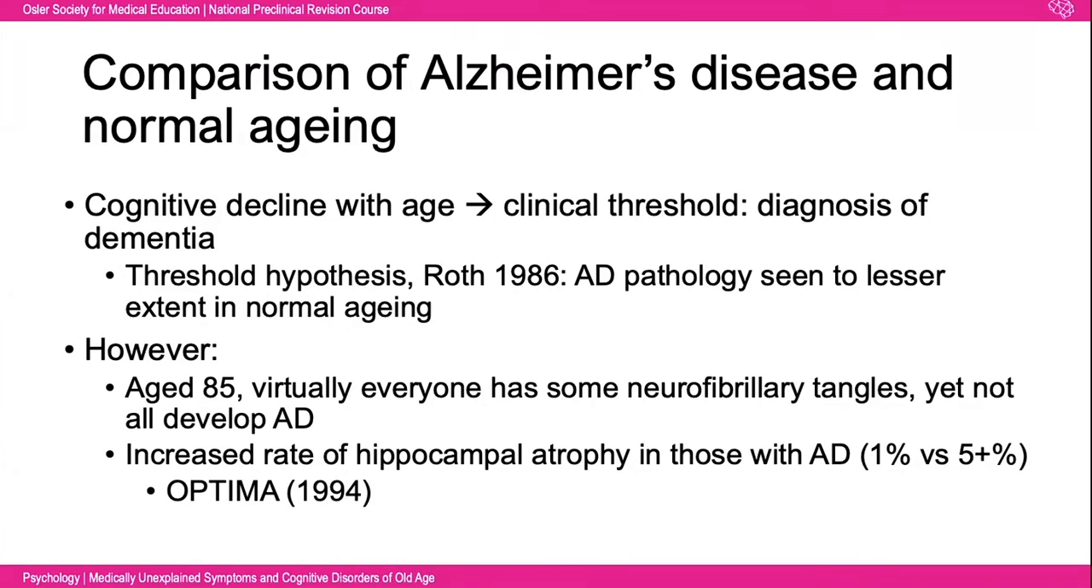There is an increased rate of hippocampal atrophy in those with Alzheimer's disease. People tend to lose about 1% per year of volume, but people with Alzheimer's can lose 5% or even beyond that. And the Optima study in 1994 used CT scans, which revealed that the average rate of medial temporal lobe atrophy was 15.1% in 20 Alzheimer's disease patients, compared to 1.5% in healthy age-matched controls, suggesting Alzheimer's is not a consequence of normal aging.